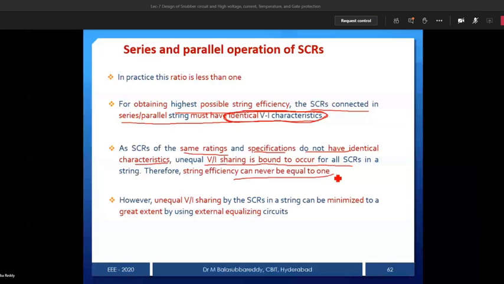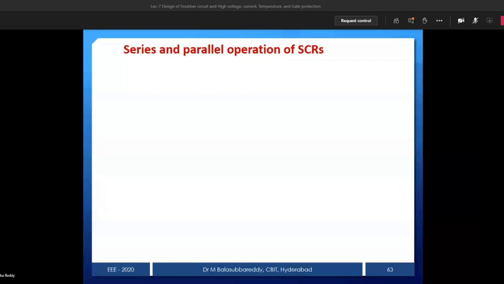Unequal voltage or current sharing of SCRs in a string can be minimized to a greater extent by using an external equalizing circuit. So in general you won't get equal voltage or current sharing, but you have to make it equal to a greater extent by using an external equalizing circuit. In addition to the series or parallel operation of SCRs, you have to use some additional component or equipment to get equal voltage sharing or equal current sharing.